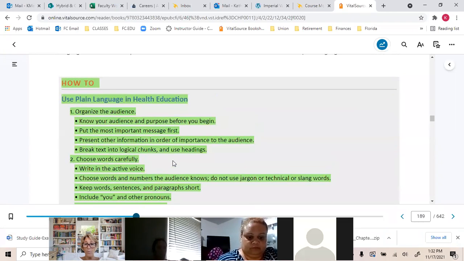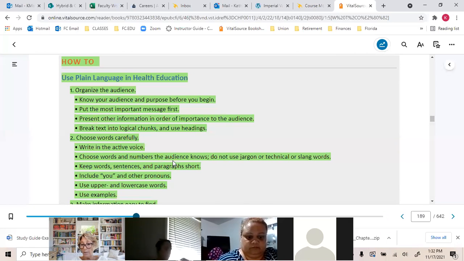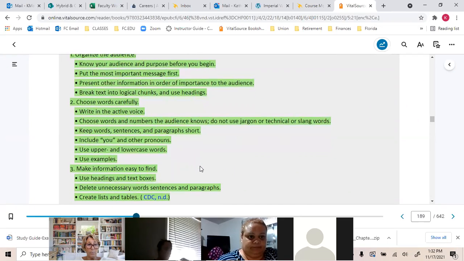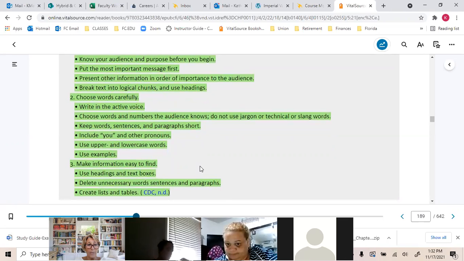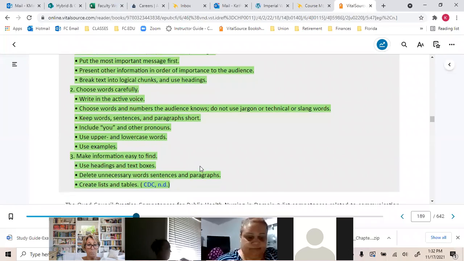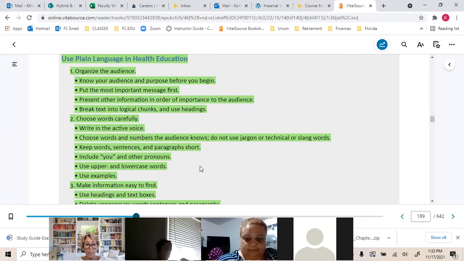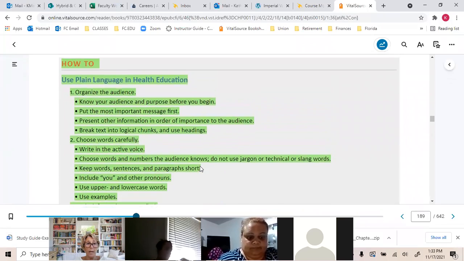This is another really good informative resource box as well. It's on page 189. It's how to use plain language in health education. This is important information to know. Communication with your groups. Organize your audience, choose your words carefully. And look at these bullet points under each of these three: organize, choose words carefully, make information easy to find. Look at these examples they give. Don't make it complicated, right? These are lay people we're talking about. So have a look at that how-to box.